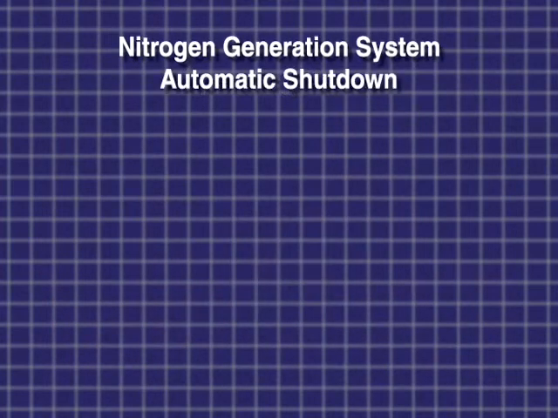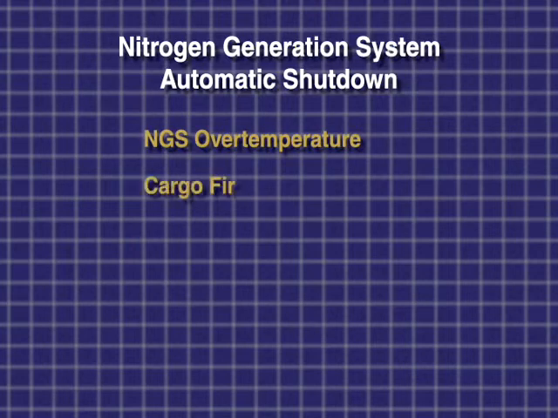Other non-normal events or failure conditions will also cause automatic shutdown of the system. These are NGS overtemperature, cargo fire alarm, or an engine shutdown in flight.